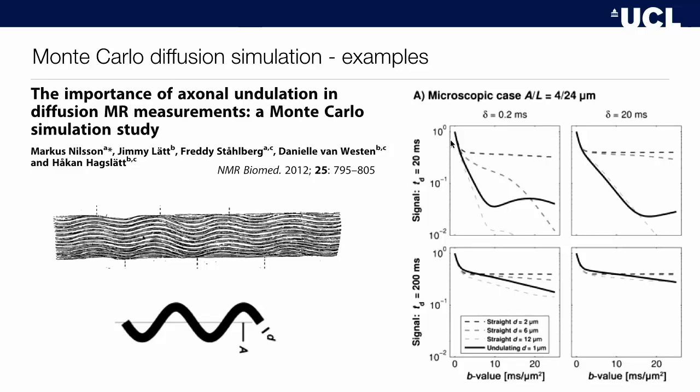And so what you see here, these solid dark curves, are the undulating fibers, computed from simulation. And the dashed lines are a set of non-undulating, that is straight, axons of different diameters. You can see here the top one corresponds to a diameter of 2 micron, the next one is 6 micron, and the bottom one is 12 micron. And the undulating axon's actual diameter is only 1 micron. So in essence, by ignoring the undulation, you're going to overestimate the axon diameter, which I think is very useful knowledge to gain from simulation.